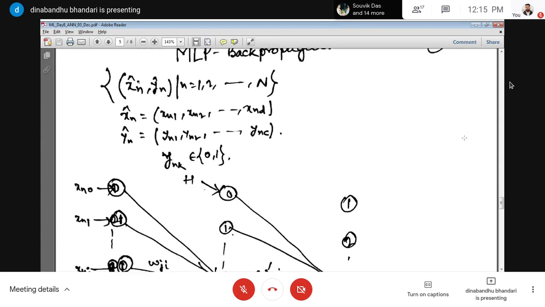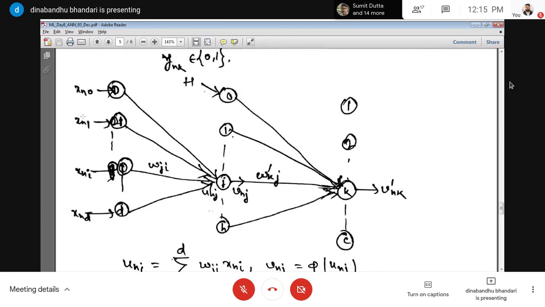Okay, so the architecture is something like this. This is our input nodes, input layer. This is the output layer. The number of input nodes is the same as the dimension of your input data. The number of nodes in the output layer is equal to the number of classes, and then we introduce another set of nodes in between them called hidden layer. It is not necessary that you have only one hidden layer, but you can have multiple hidden layers.